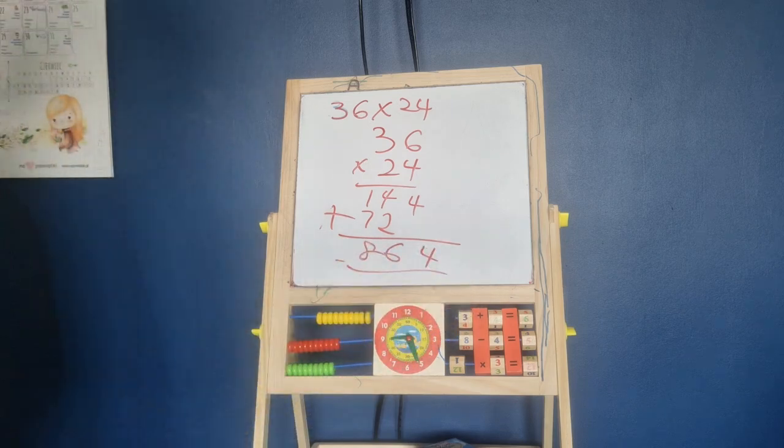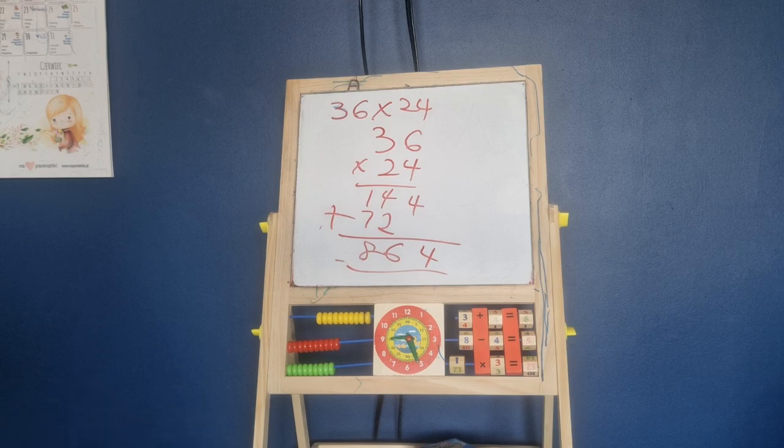That will be 864. So you don't multiply at the second stage. Instead, you add. Avoid this mistake.